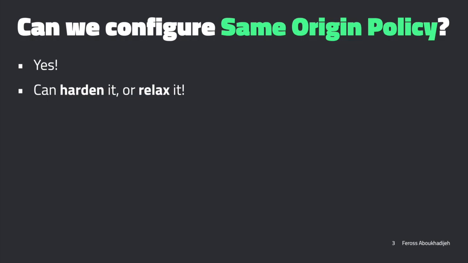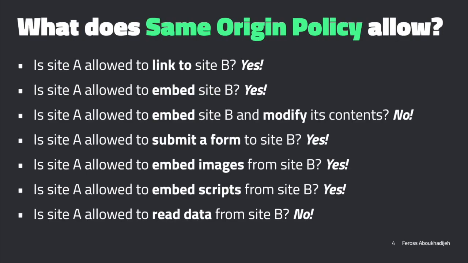In particular, we might want to harden it in certain situations. We might want to relax it in other situations. So the defaults are these. This is what we talked about before. We said a site can link to another site, a site can embed another site, but a site can't modify an embedded site. A site can submit forms to another site, and it can embed images and scripts from another site, but it can't read data from that site. This should all be familiar.